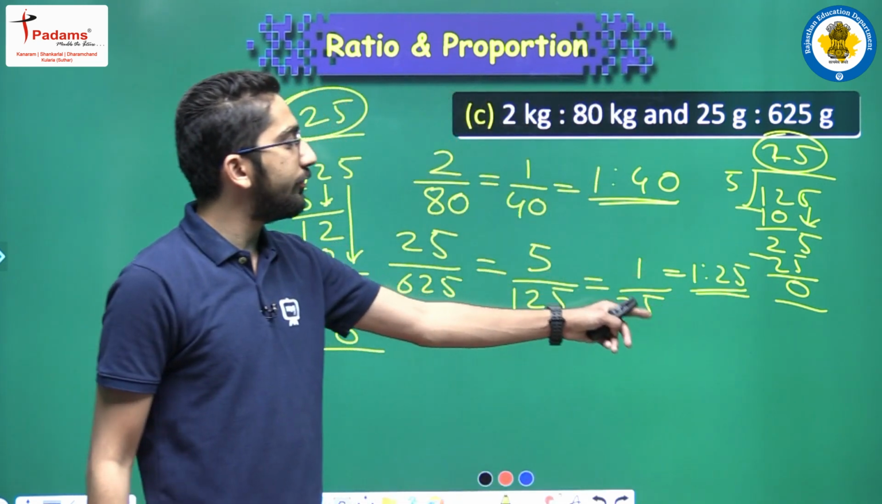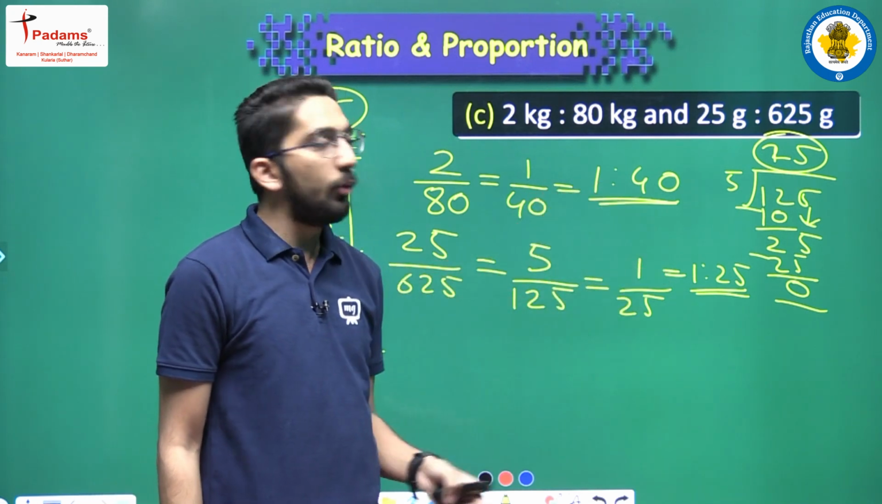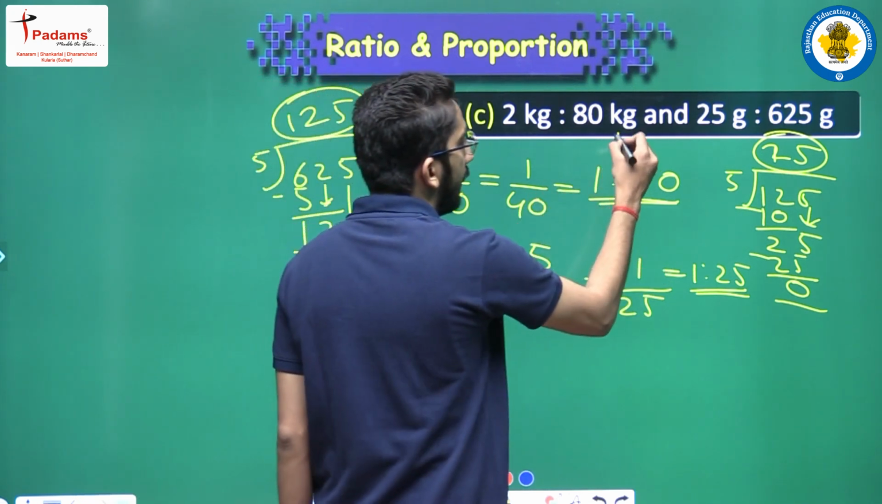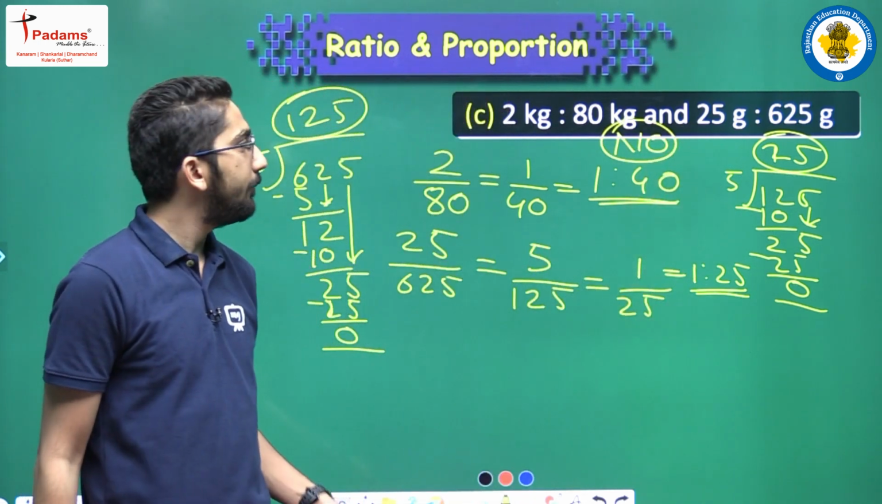So both the ratios are not equal. First is 1 is to 40, second is 1 is to 25. So they are not in proportion. ठीक है, क्लियर है. आगे देखिए.